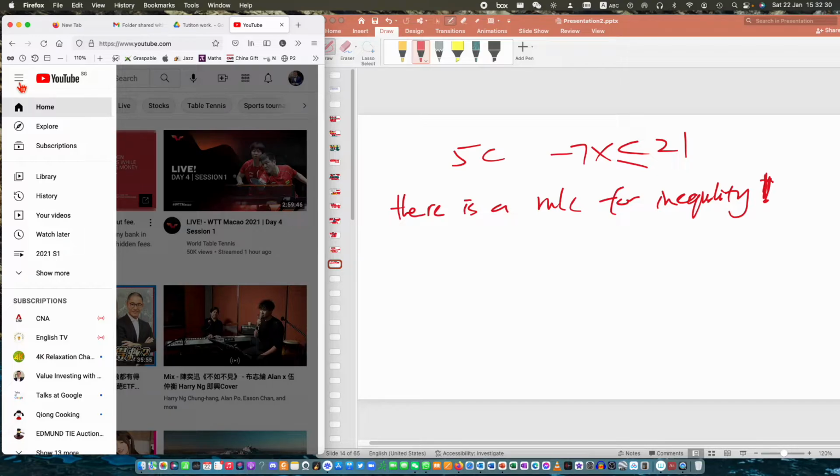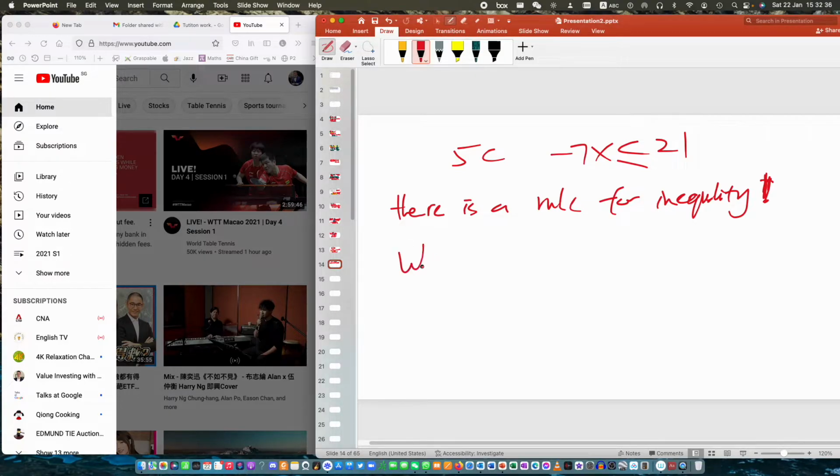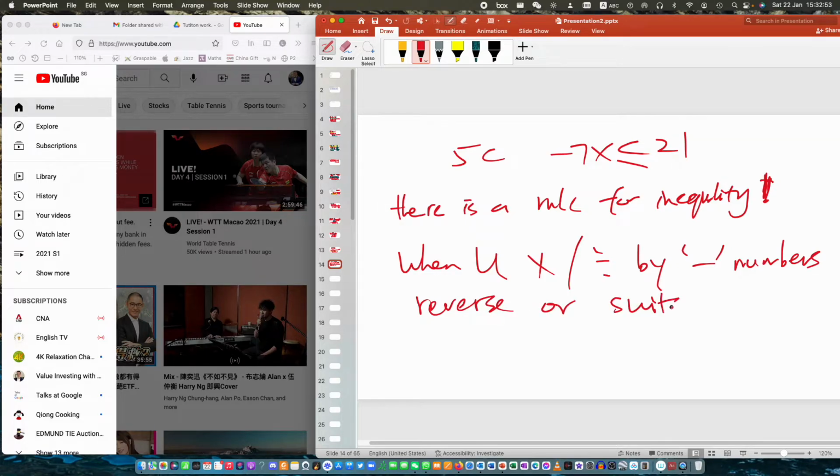Okay, so there is a rule for inequality. When you times or divide by a negative number, what's going to happen? The sign switches. Yes, or reverse. Reverse or switch the sign. And I remember I asked you to repeat a few times. Repeat 3 times on the spot now. There's a rule for inequality. You don't have to read the statement, just the rule itself.